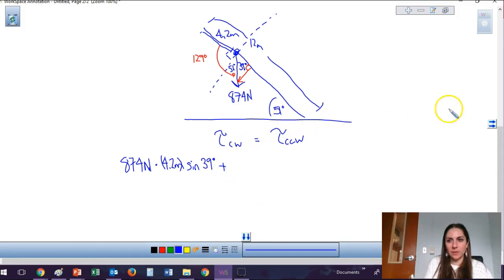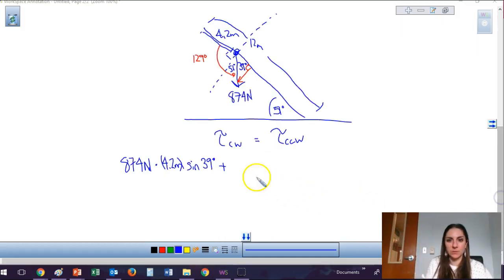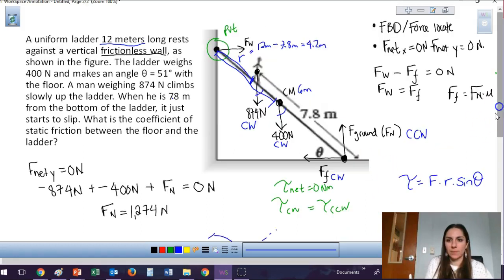Plus. Our next one is right here, the 400. Now this is halfway from here to here, because we're at the center of mass, so that's 6 meters away, like this. Now this makes the same angle as this one down here, so I'm going to use the same analysis since it goes straight down. So it's going to look like this. It's going to be 400 newtons times 6 meters, because that's the distance from the pivot, times sine 39 degrees. There you go.